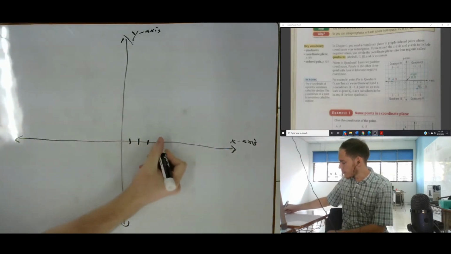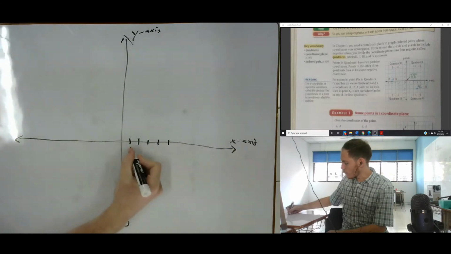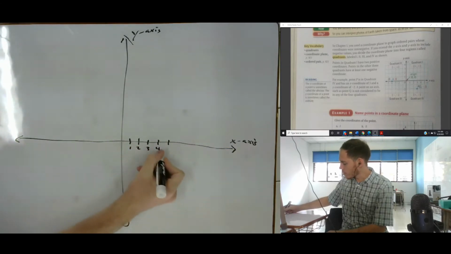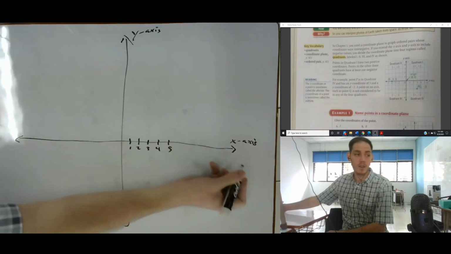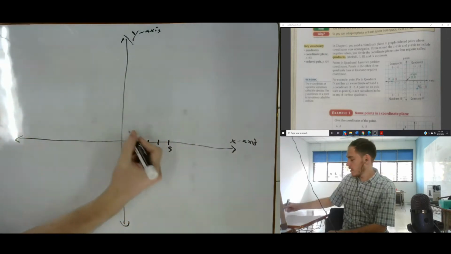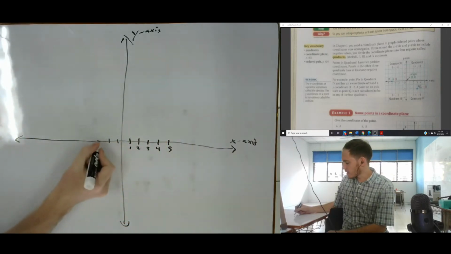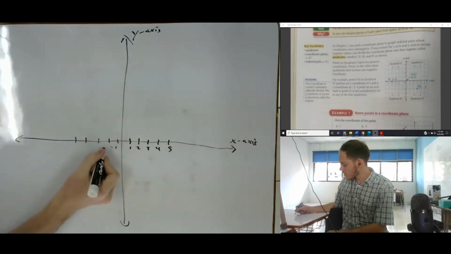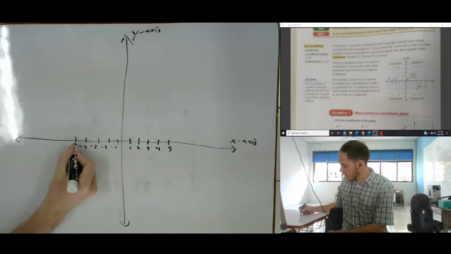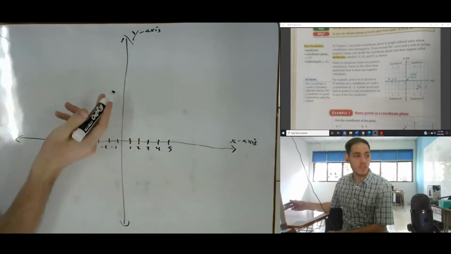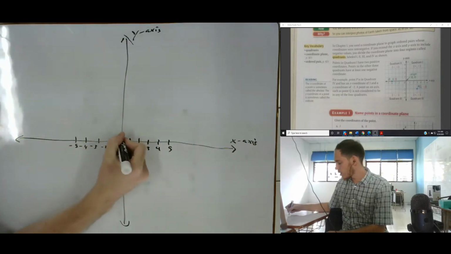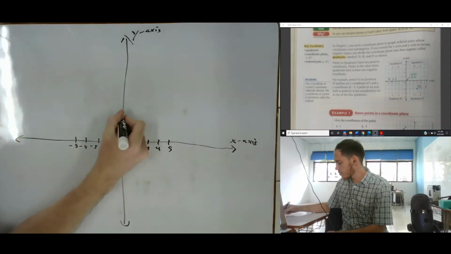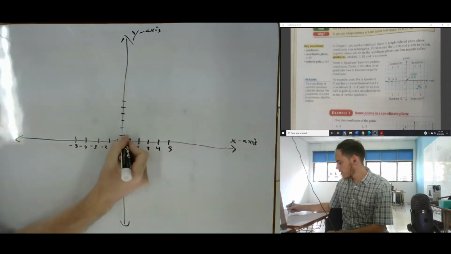Now, this is going to be the positives, right? 1, 2, 3, 4, 5, and so on. It keeps going up. And the negatives are likewise going to be on the left side of 0: negative 1, negative 2, negative 3, negative 4, and negative 5. Now likewise, when you're going up and down, going up is positive, and going down is negative.